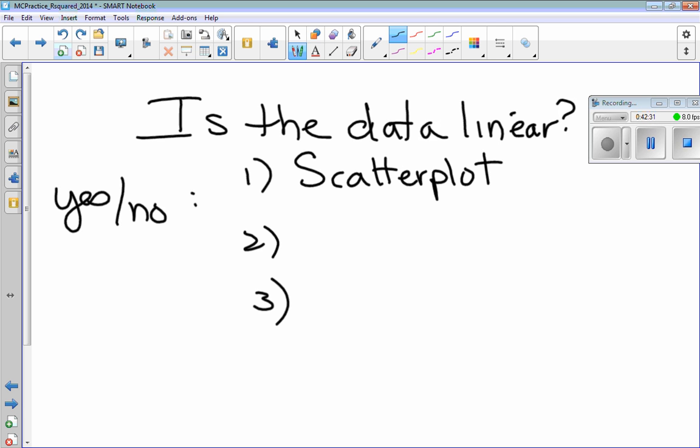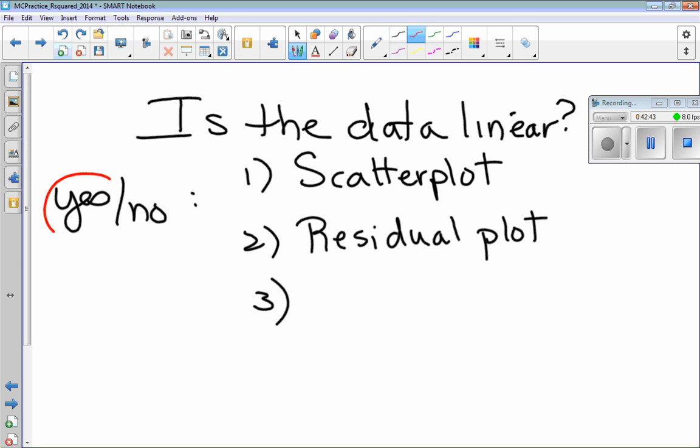Oh, yeah, thank you. Residual plot could be second. Let's look at that. Okay, what do we expect the residual plot to look like if the answer is yes? Let's circle yes. Scatter plot must look linear. How about the residual plot? No pattern.